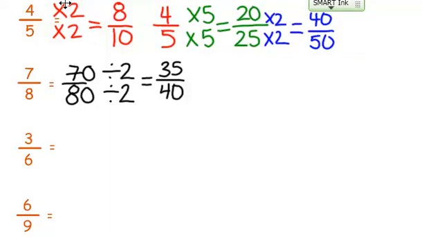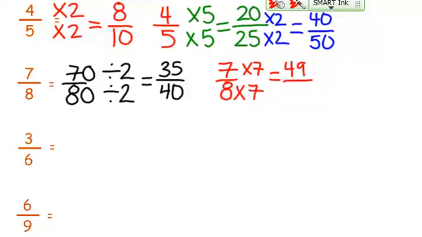Now, I can take my original 7/8 and instead of multiplying it by 2 or 3, I'm going to say let's multiply each of these by 7. 7 times 7, 49. 8 times 7, 56. 49/56 is an equivalent fraction to our original value, 7/8.